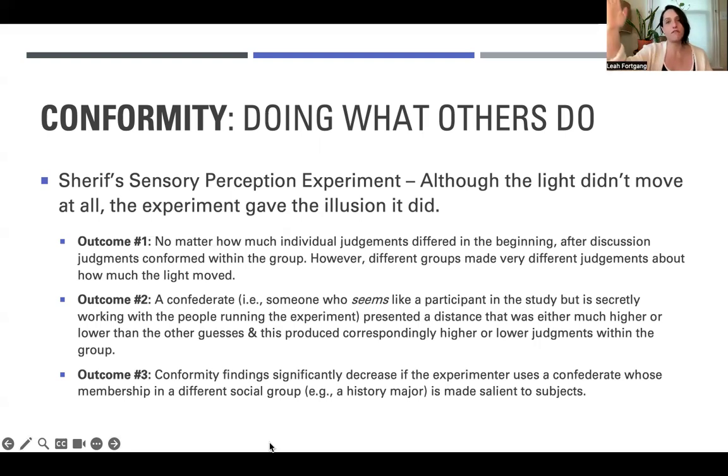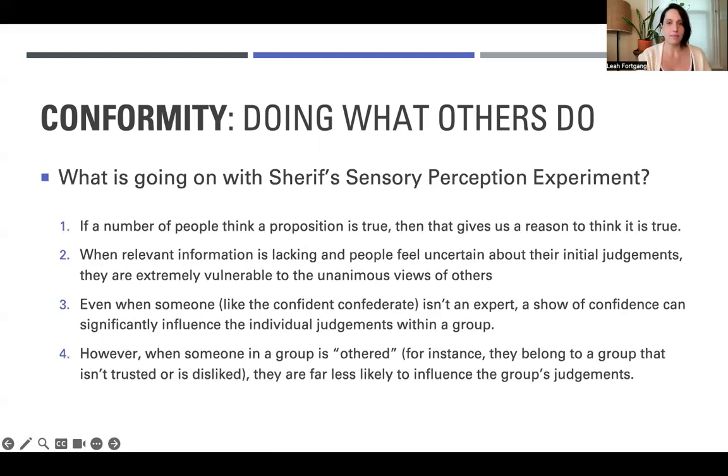Those effects that shift up or that shift down didn't happen. So no matter how confident they were, if they were marked as an out-group person, their opinion didn't seem to really affect the consensus of the group. So what does that mean? What's going on here?